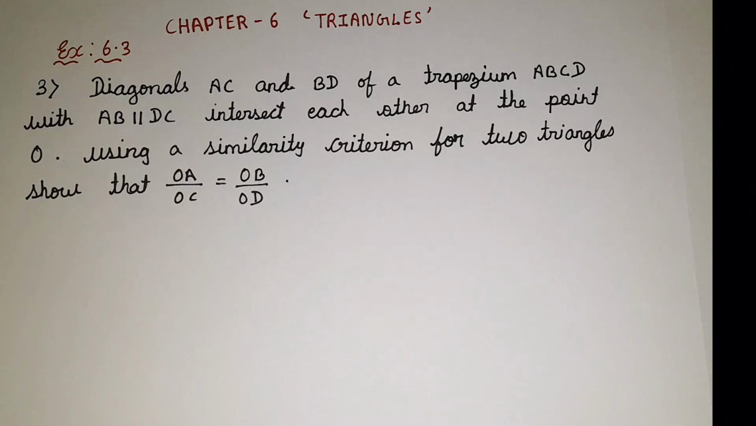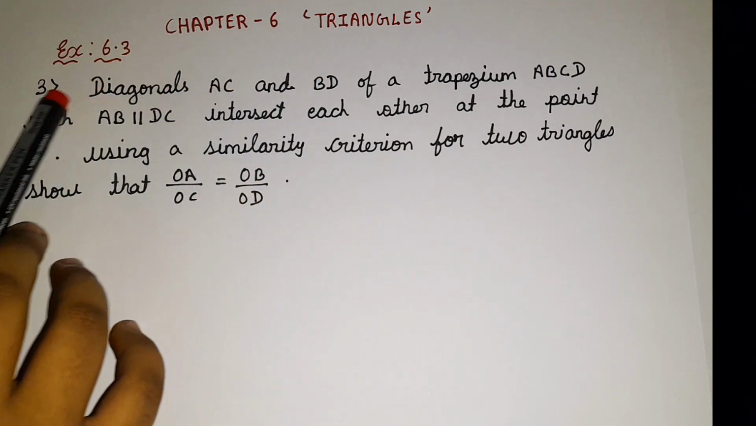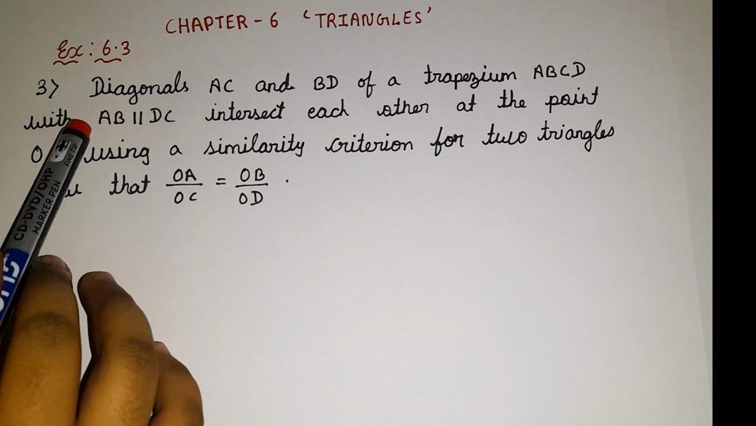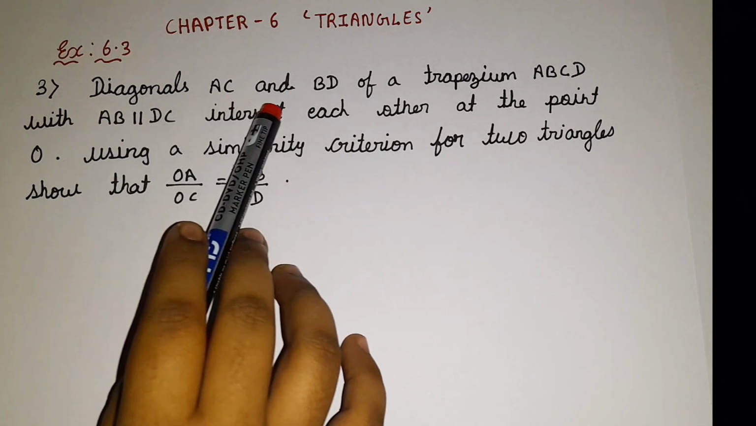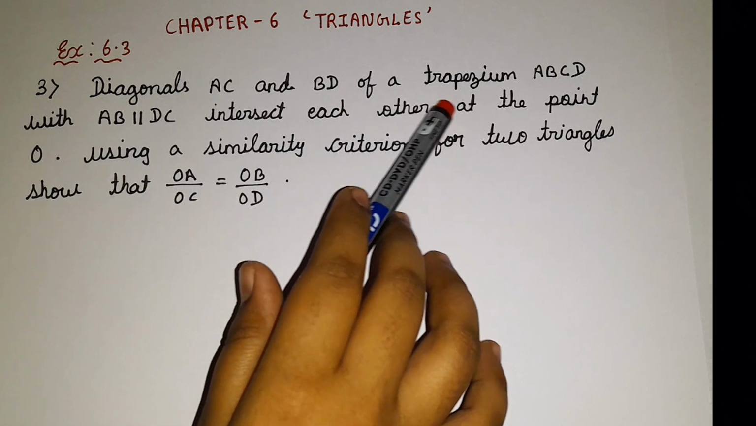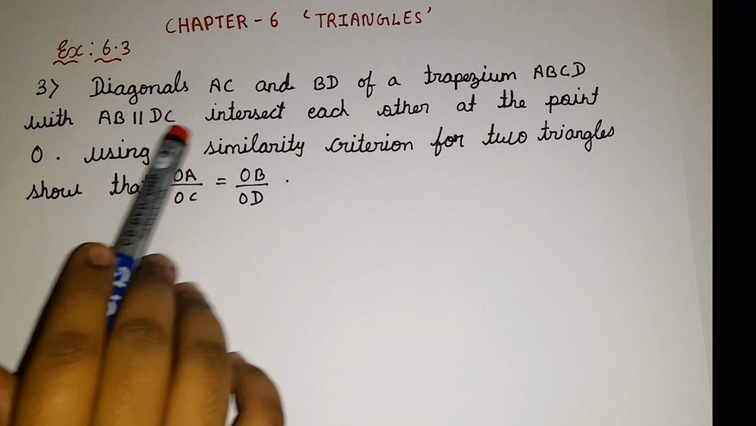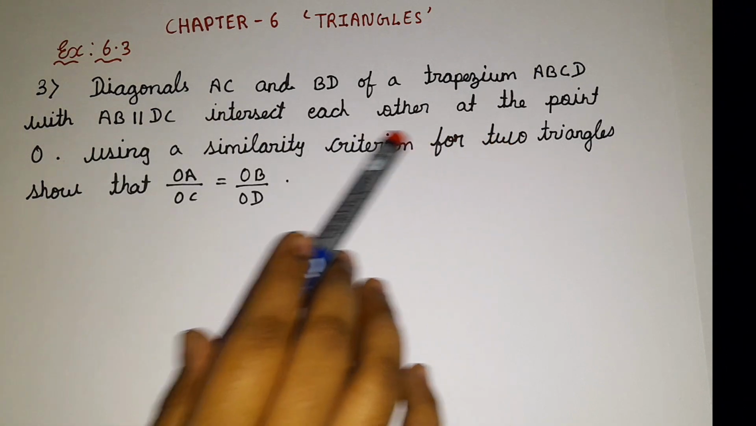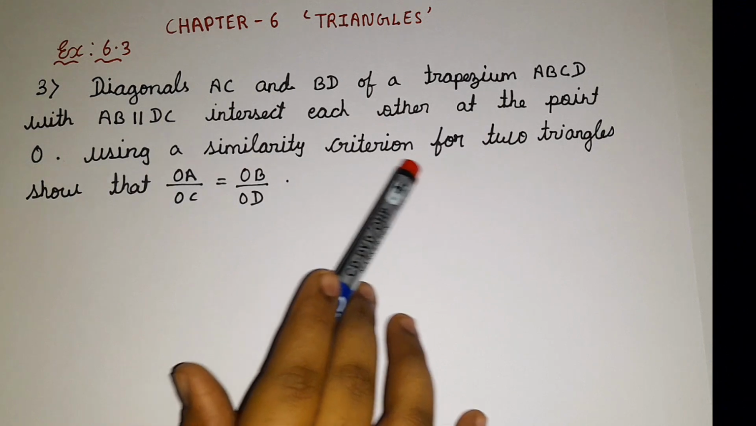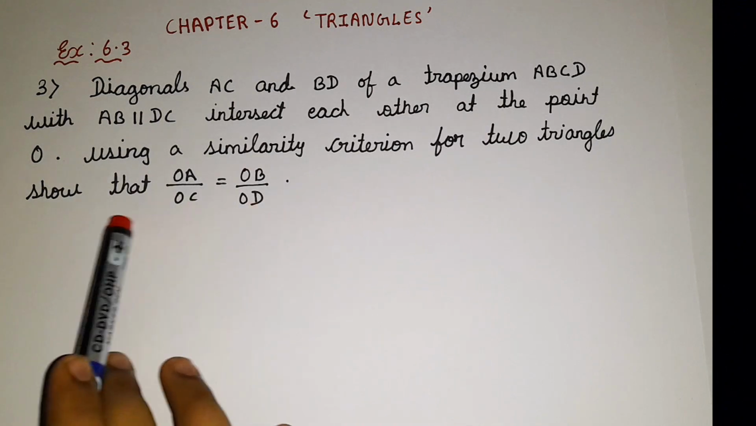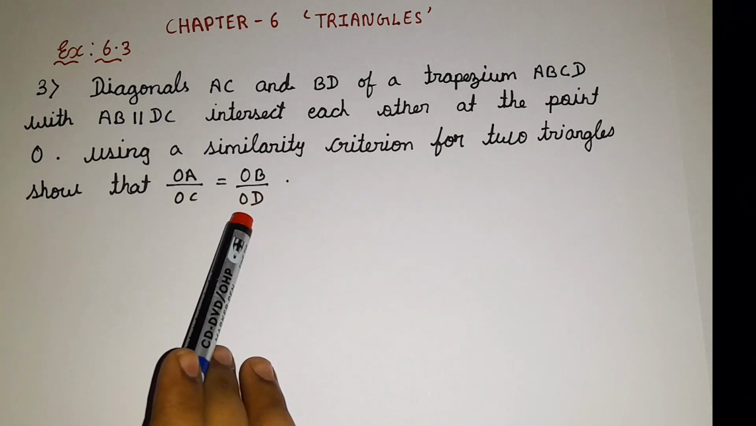Today we are going to be learning Chapter 6 Triangles, Exercise 6.3, third question. Alright guys, now let's read the question. Diagonals AC and BD of a trapezium ABCD with AB parallel to DC intersect each other at the point O. Using a similarity criterion for two triangles, show that OA by OC is equal to OB by OD.